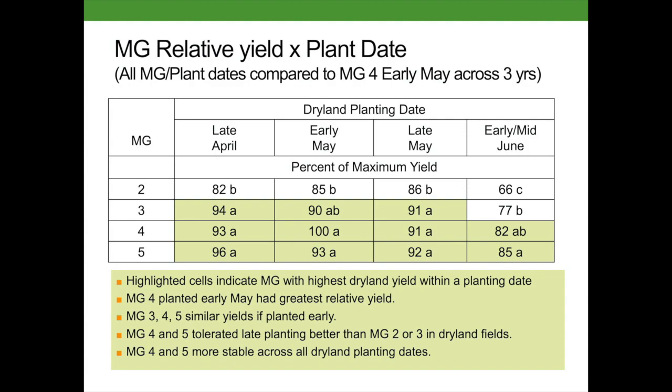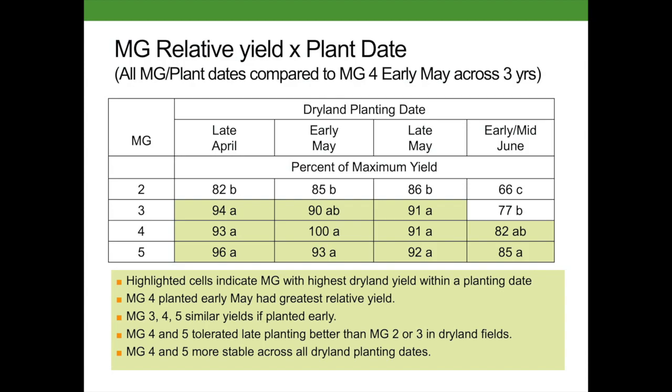We've got the data this year that will be averaged in with the past 3 years. But I wanted to show some preliminary data from the past 3 years with some dryland planting date maturity group work. And we've looked at group 2s all the way to 5s. And we planted from late April to about early to mid-June, depending on the year. And our yield data here is also expressed as percentage of maximum yield.